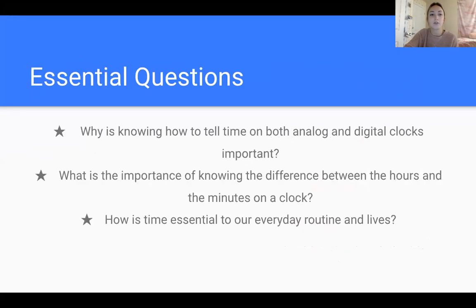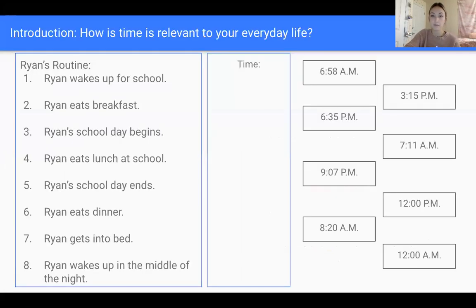Your essential questions are: why is knowing how to tell time on both analog and digital clocks important? What is the importance of knowing the difference between the hours and the minutes on a clock? And also, how is time essential to our everyday routine and lives?